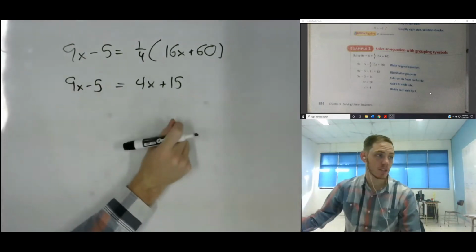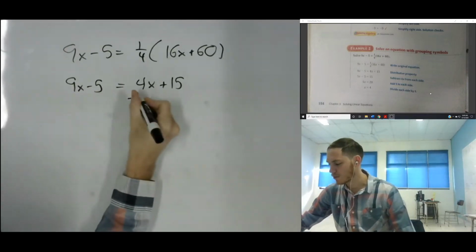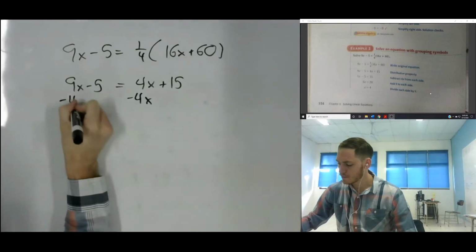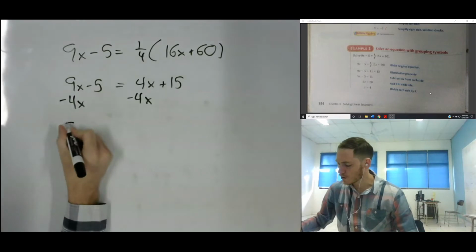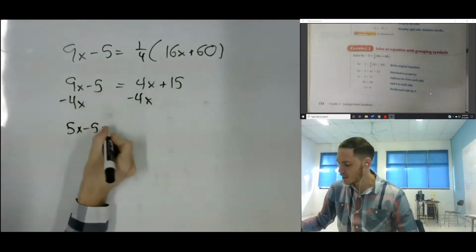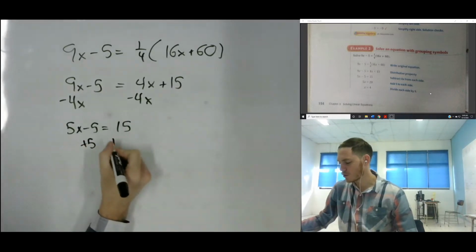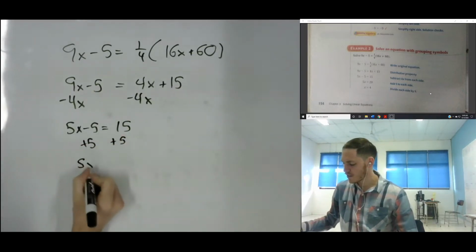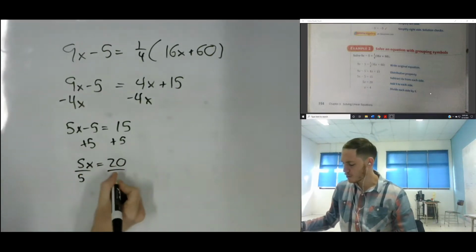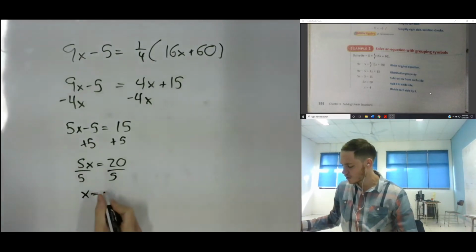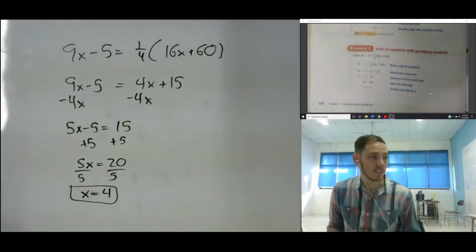Okay, now here's our two options. Do we go left or right? In this case, if we go left, if we subtract the 4x to this side, it'll be easier. So we want to get the x to one side. So 9 minus 4, 5x minus 5 equals 15. This is what we worked on before, so this should be more straightforward. We add 5 to both sides, so we get 5x equals 20. Divide both sides by 5, you get x equals 4. Okay? And that will be your answer, okay?